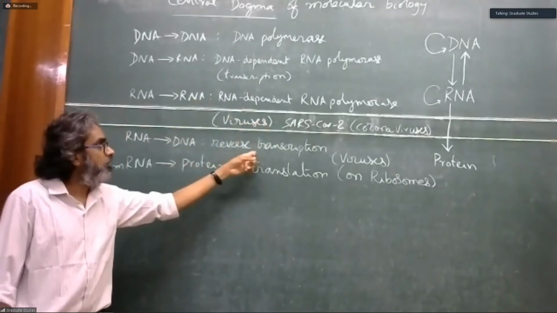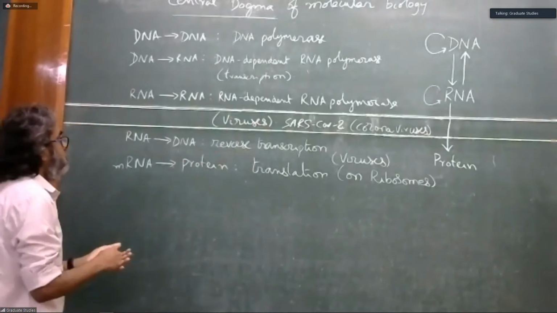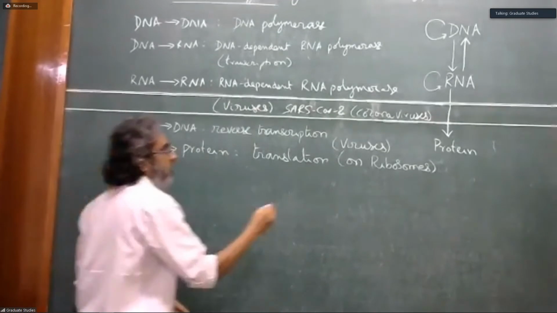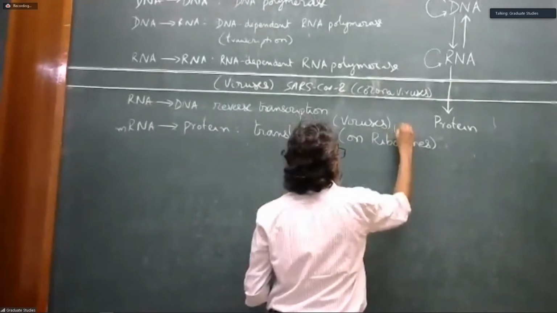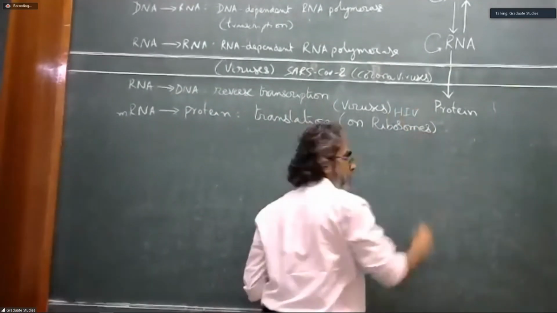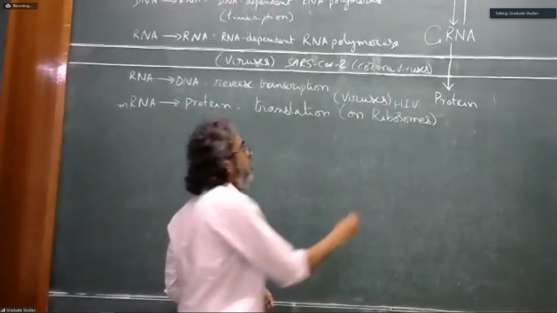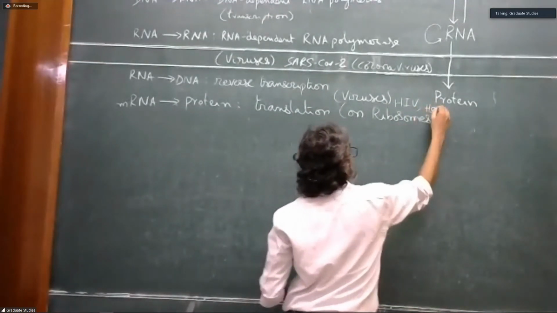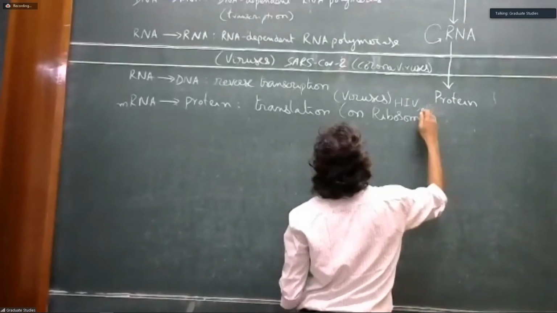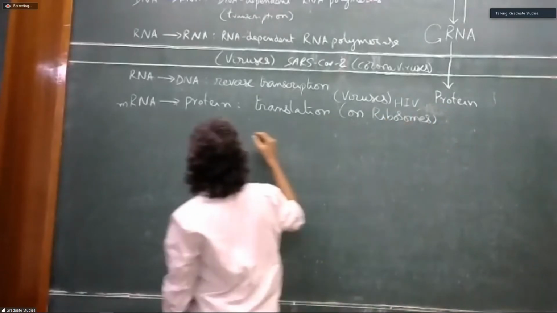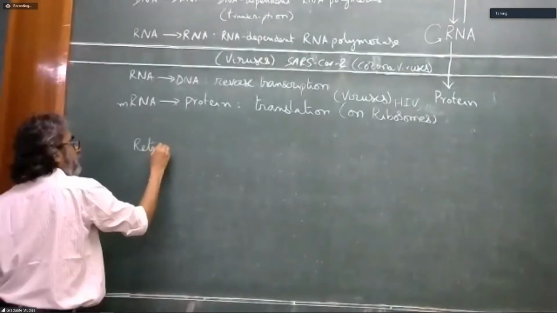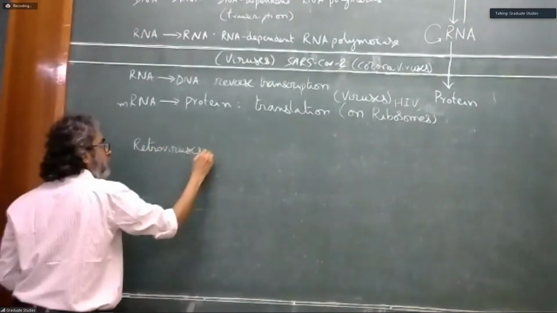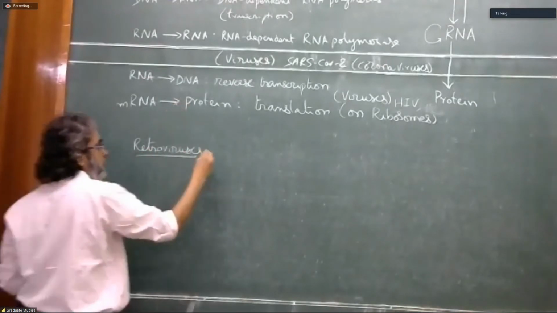But here, reverse transcriptase. An example is HIV, human immunodeficiency virus. Hepatitis B. These are called retroviruses, which use reverse transcription.